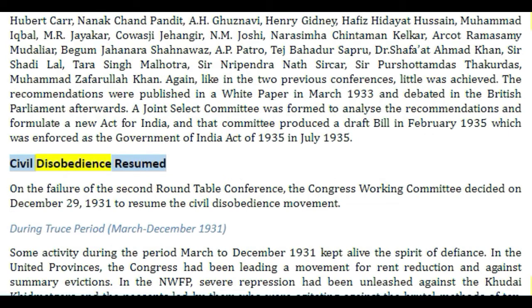Civil disobedience resumed. On the failure of the Second Round Table Conference, the Congress Working Committee decided on 29 December 1931 to resume the civil disobedience movement.